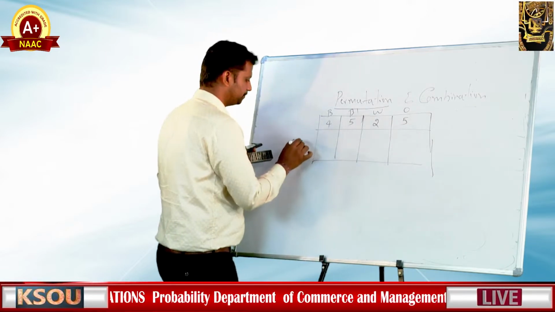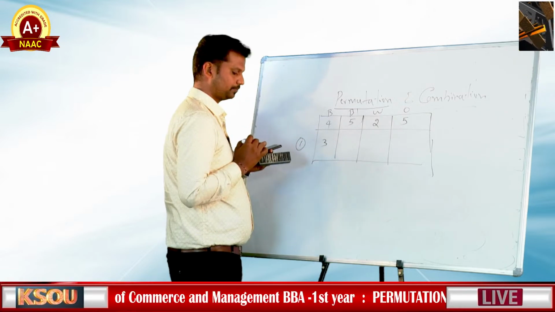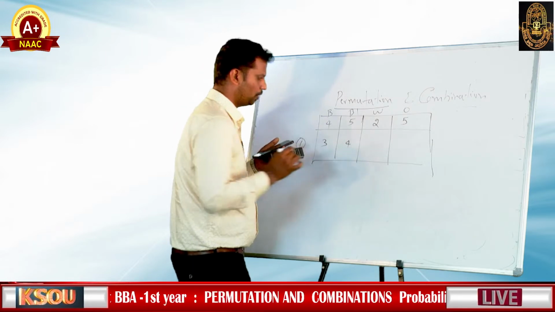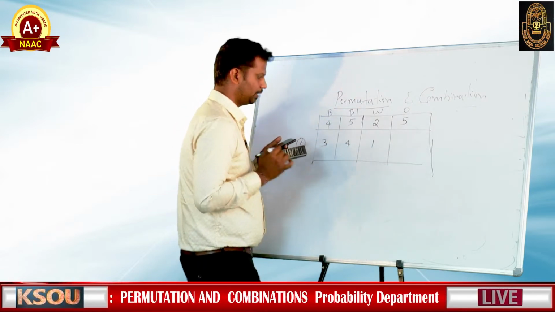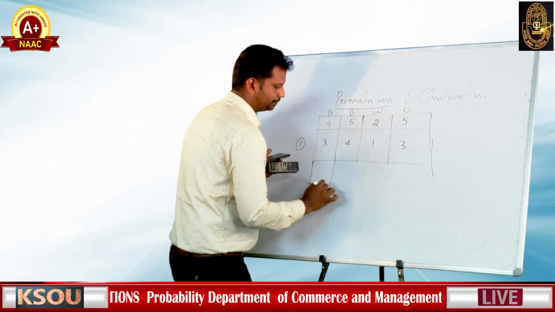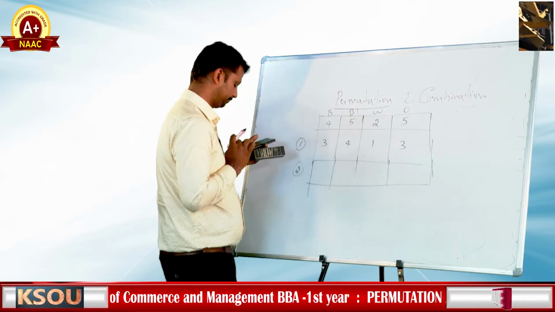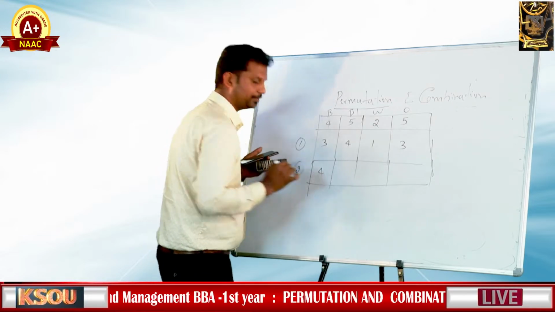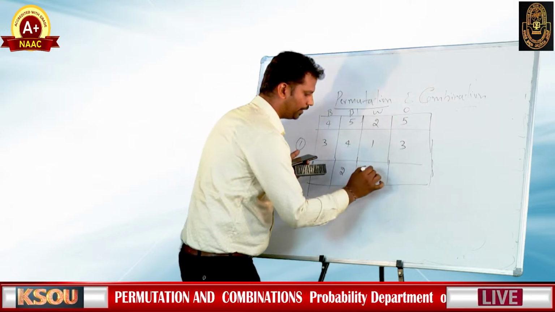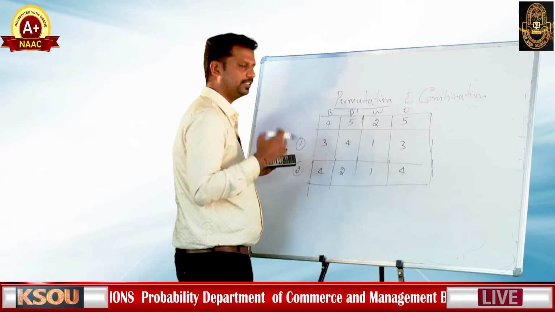What is the first option? The first option is 3 batsmen, then 4 bowlers, then 1 wicket keeper, 3 all-rounders. The second option is 4 batsmen, 2 bowlers, 1 wicket keeper, 4 all-rounders. This is very simple. If you write this one, we can continue.